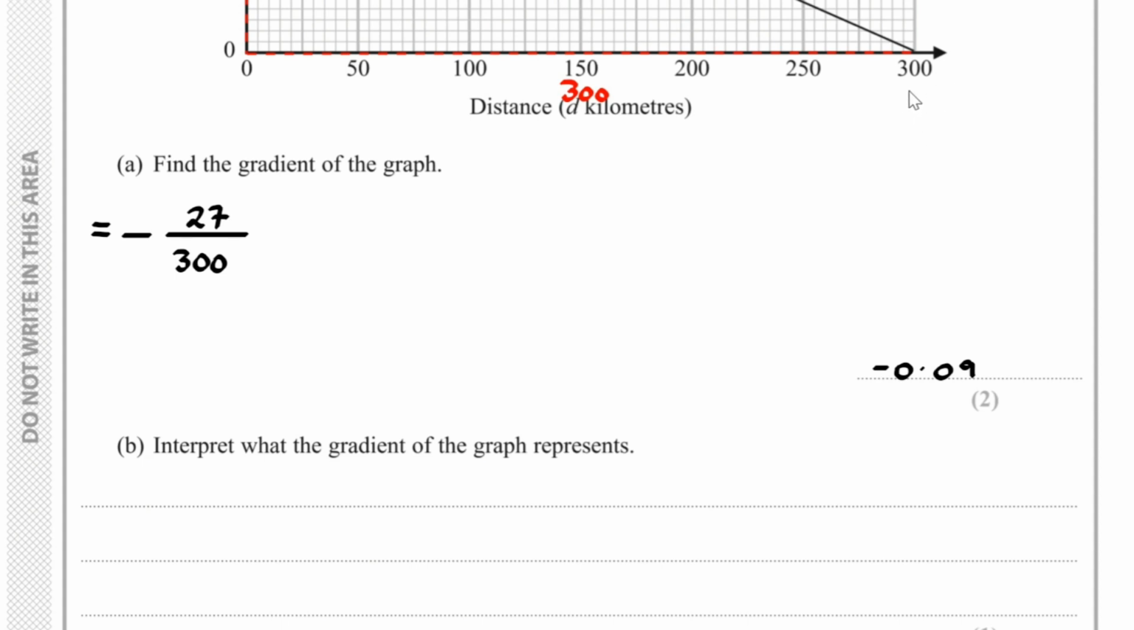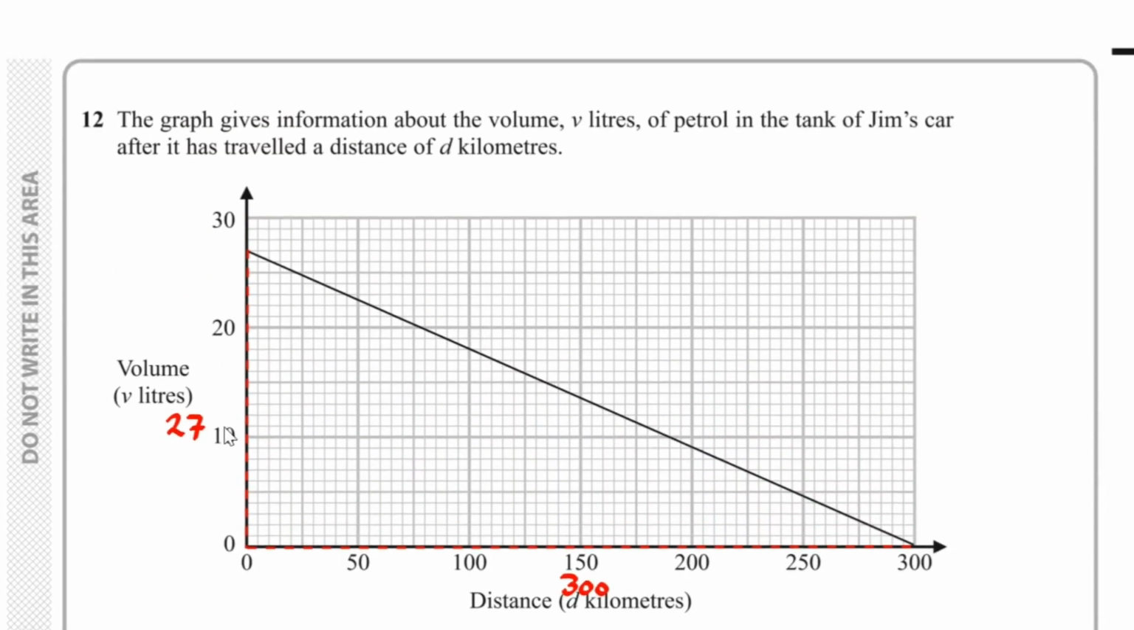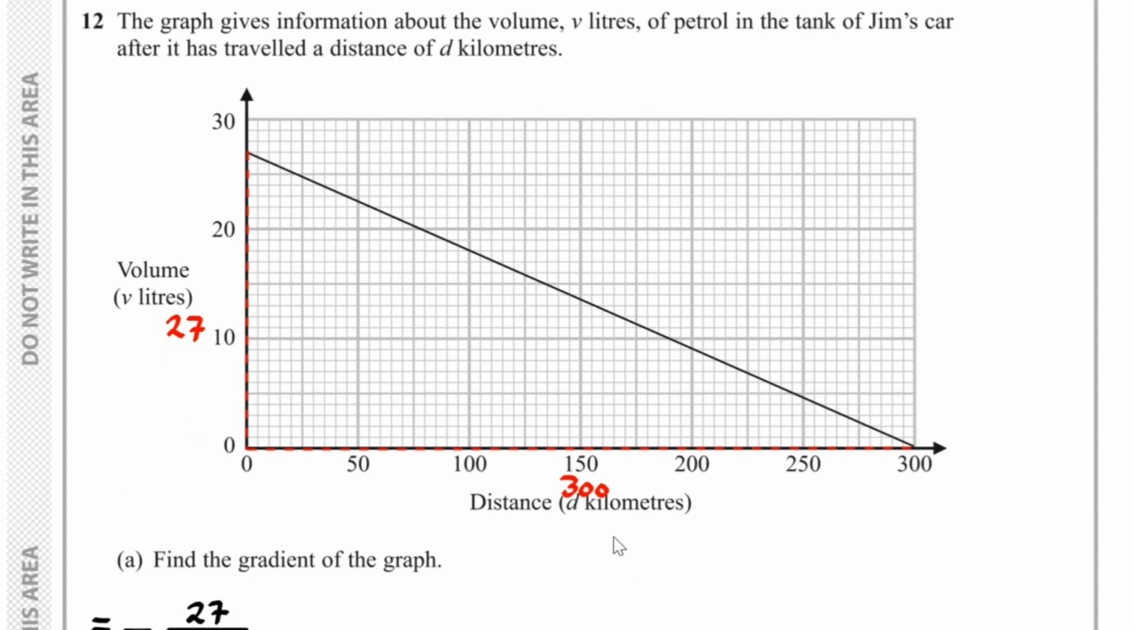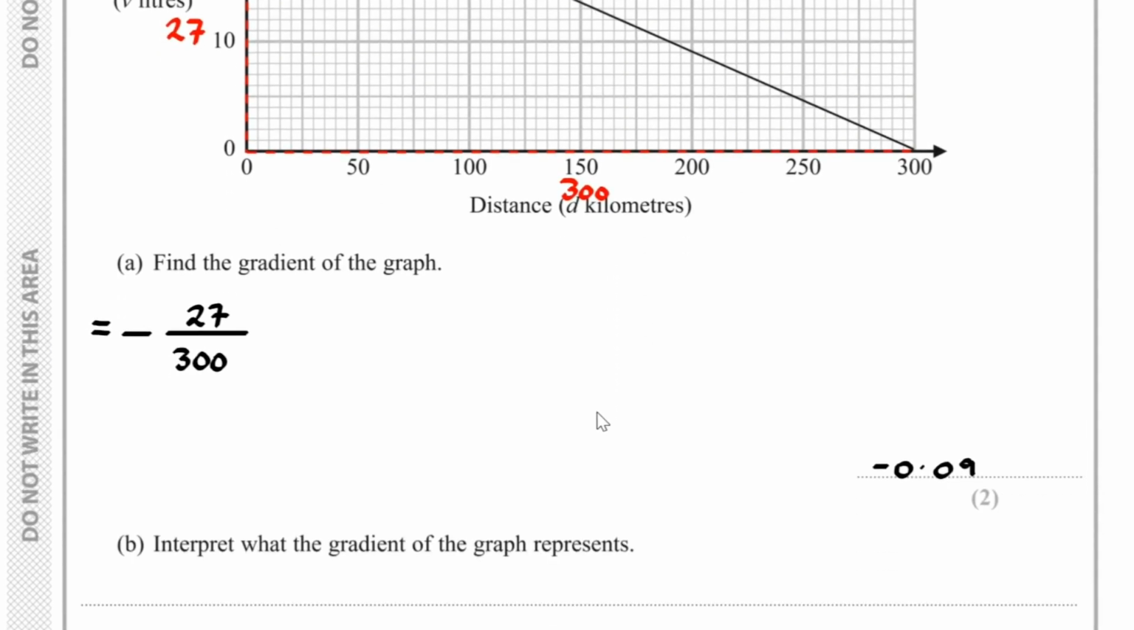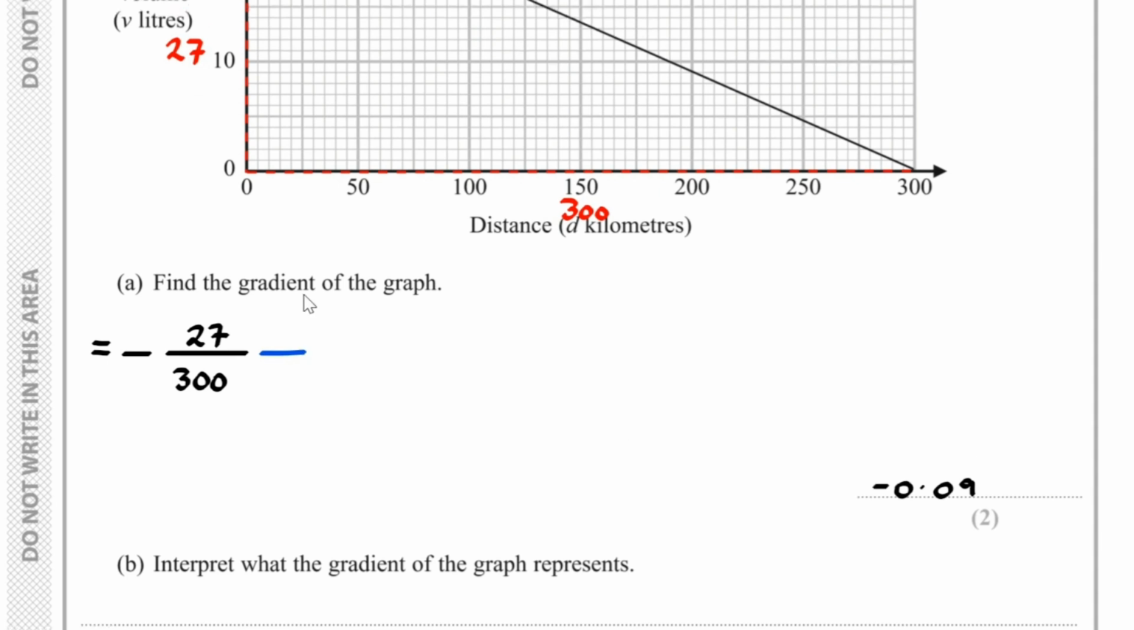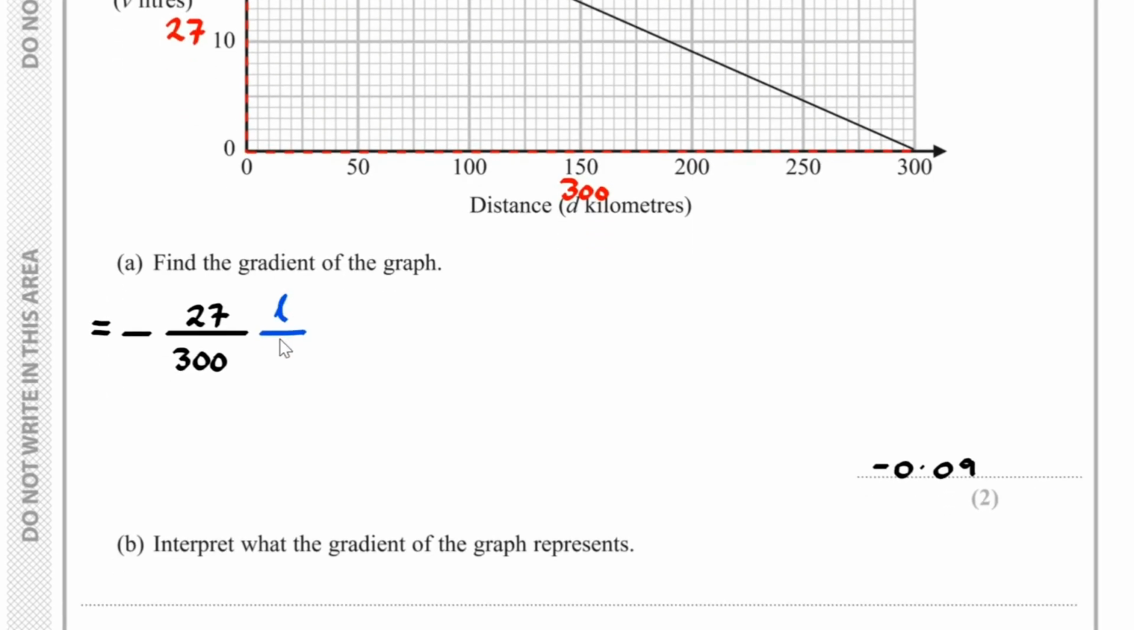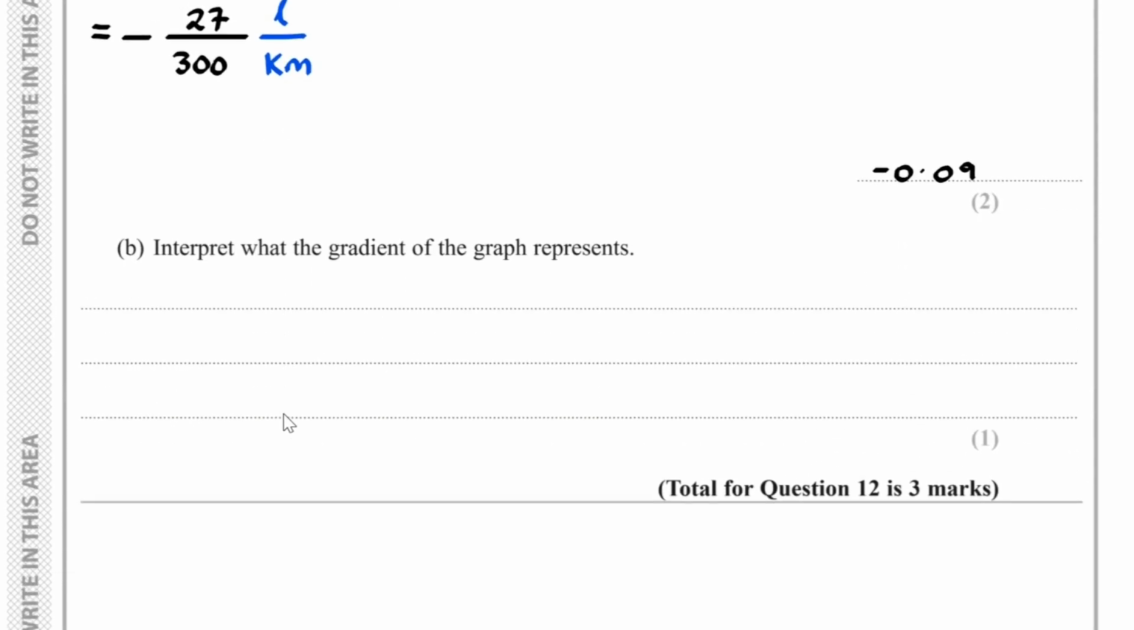And now for part B of the question, we have to interpret what the graph represents. Well, we've got volume and we've got distance. If I add these units on, we've got volume, which is in litres, and then we've got the distance, which is in kilometres. So what could this represent? Well, it would represent the volume of petrol used each kilometre.